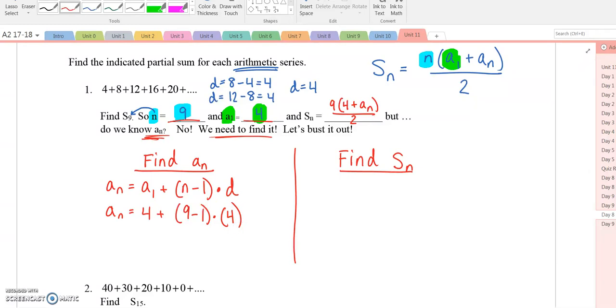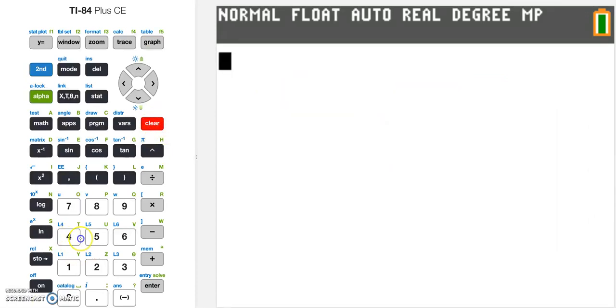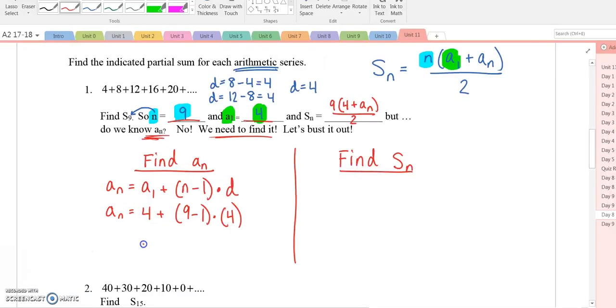And then I can type this into my calculator. Alright, so I'll pull up the calculator. So 4 plus parentheses 9 minus 1 times 4. Alright, and we get 36. So a sub n is going to be 36. But remember, that's not my final answer because I'm trying to find S sub n.